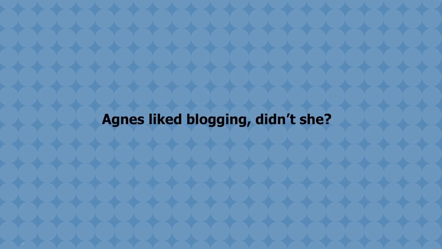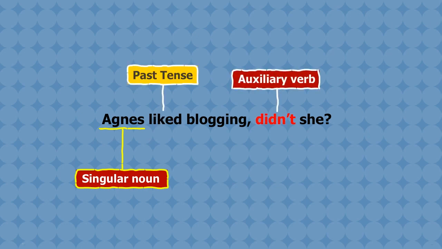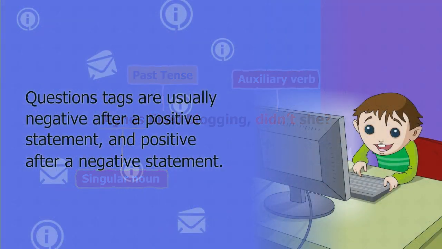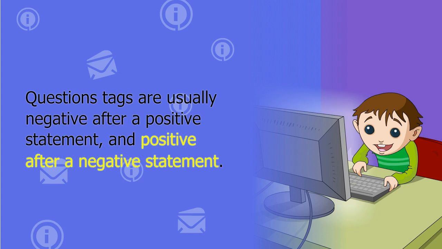In the sentence, "Agnes liked blogging, didn't she?" the singular noun Agnes is followed by the verb in past tense, liked, and the auxiliary in the past tense, didn't. Question tags are usually negative after a positive statement and positive after a negative statement.